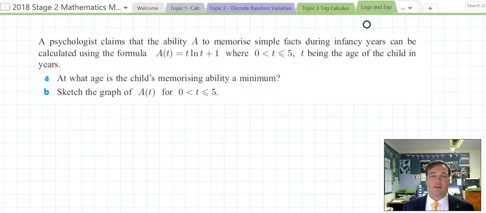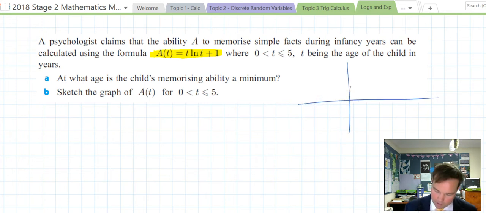So, take a second to read this question, and you might be thinking, after you've read it, that this is a very odd looking function, t ln t. So if it's odd and you're not sure what it looks like, graph it, and what you should see is this sort of graph here. And what that is saying is that there's some minimum here, and it comes out to be about 0.37 or 0.36 there. And that age, according to this psychologist, is the age at which children have the lowest memorizing ability. Years. Alright, now that is the answer for A.